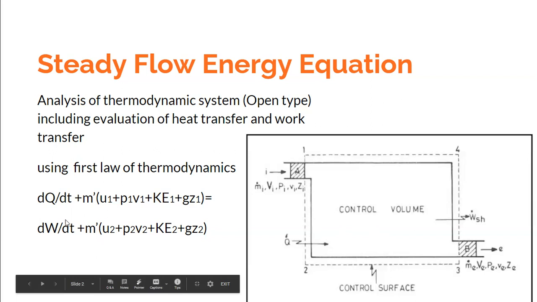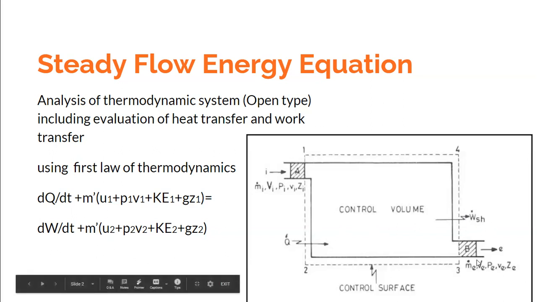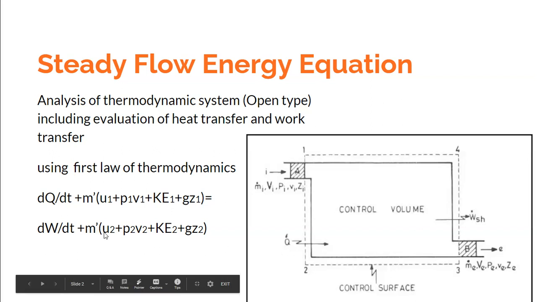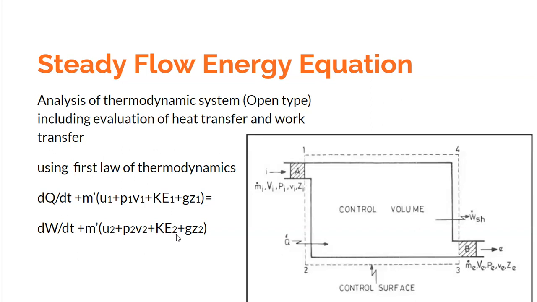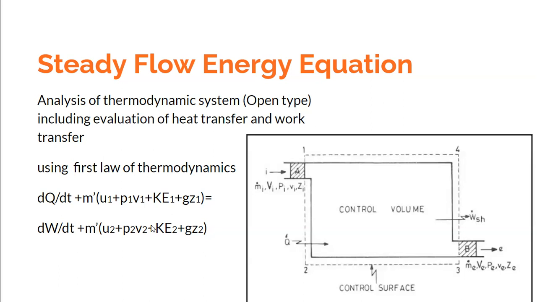Energy out of the control volume is dW by dt, which is work transfer, or shaft work, and the energy associated with the stream exiting at the section shown over here, which I represented in my equation as 2. This is U2 plus P2 V2 plus KE2 plus g Z2, the corresponding terms for internal energy U2, flow work P2 V2, kinetic energy at exit KE2, which is half C2 square, and the potential energy g Z2. So what we have written is an energy balance for a system.